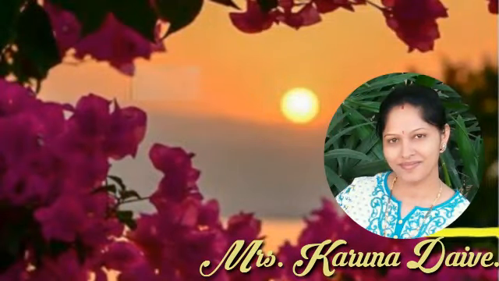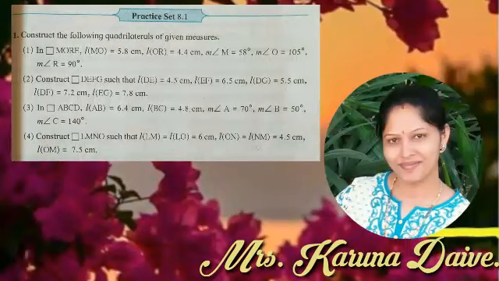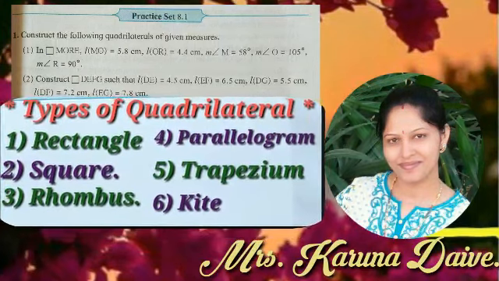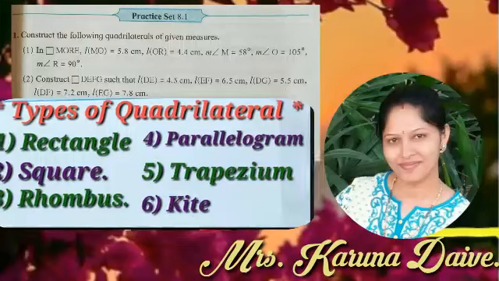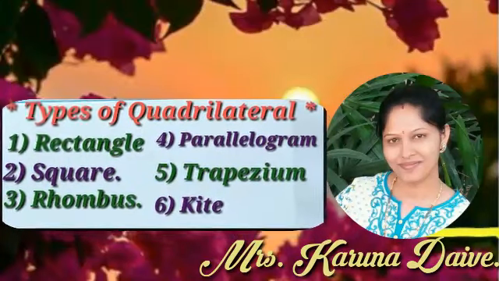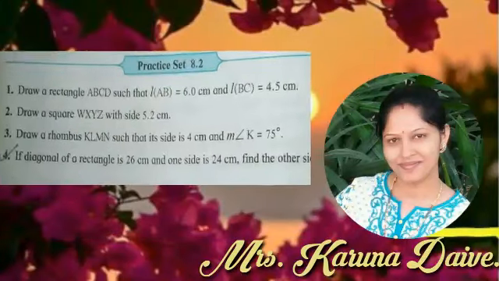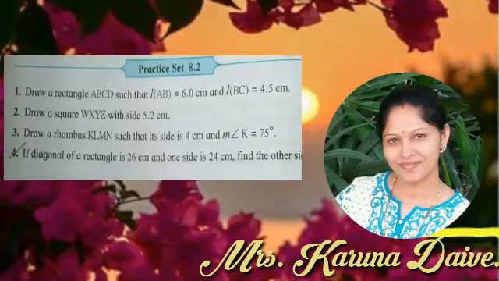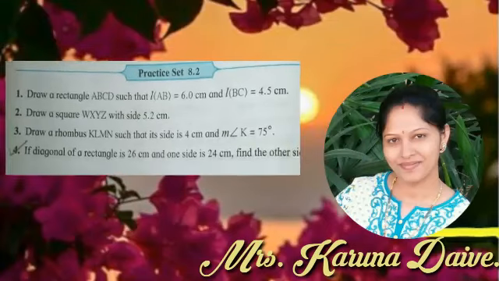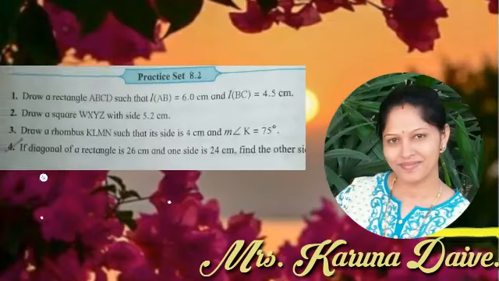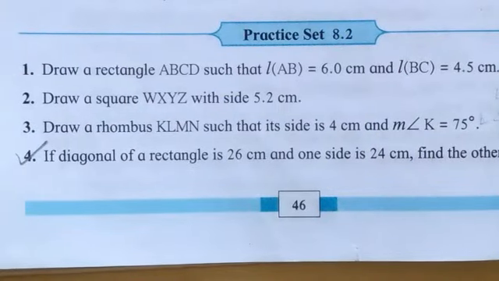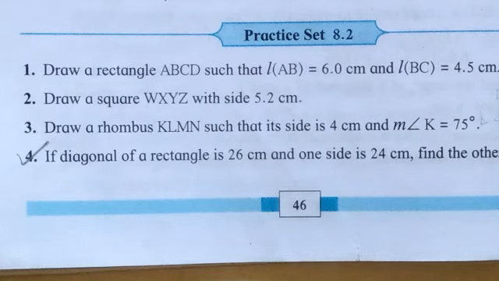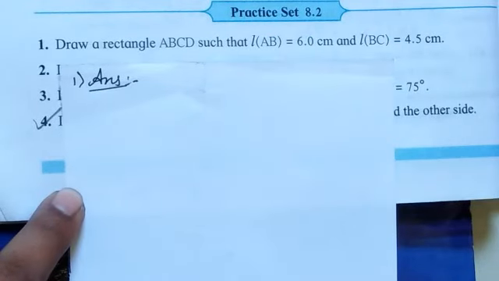Students, in our last lecture, we have already finished practice set number 8.1, where we have drawn the different types of quadrilaterals. After that, we have learned the different types of quadrilaterals along with their properties. But now, it is time to go ahead and complete practice set number 8.2 and 8.3. So let's go ahead. Let's start practice set number 8.2, which is given on pages 46 and 47. Let's see the first question.